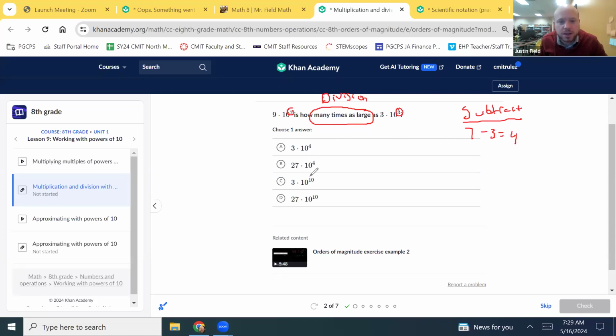And now I'm going to look at my answers. Okay, so it's not C or D because those say 10. All right, so is it 3 or 27? Well, with the big numbers, just like in the first one where we multiplied, because it was multiplication, here we're doing division, so we divide them. So 9 divided by 3 is 3. That's got to be the answer.